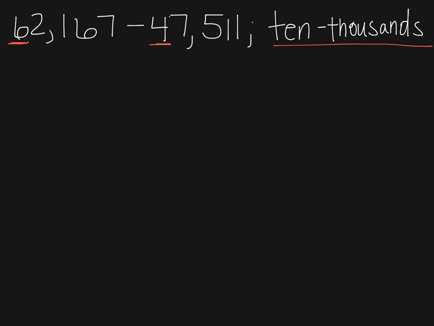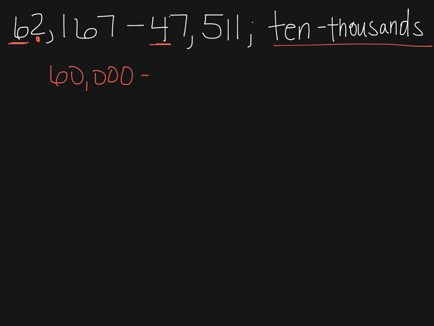Okay, so if I look at my 2, I'm going to say, okay, 62,000, is that going to go down to 60,000 or up to 70,000? Well, that 2 tells me I'm going to go down to 60,000. And I'm going to subtract from that.